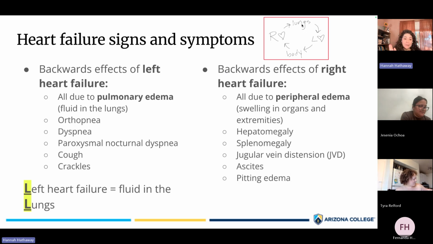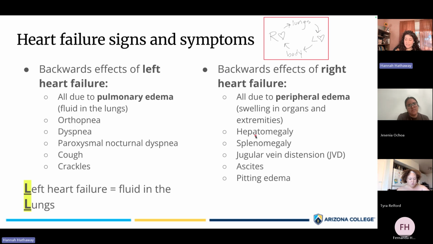All right, so the backwards effects of right heart failure. Now, when we look at the right side of the heart, what is backwards, meaning against the arrow, going the opposite direction? That is the body. So if the right side of the heart's not working, essentially you're going to get fluid building up all throughout different organs or different spaces in the periphery. So not the heart, not the lungs, pretty much anywhere else.